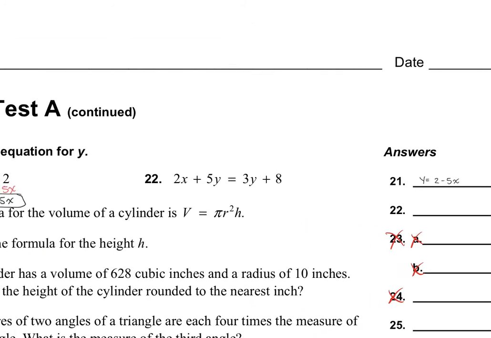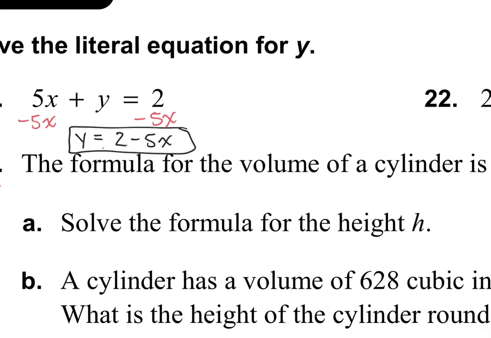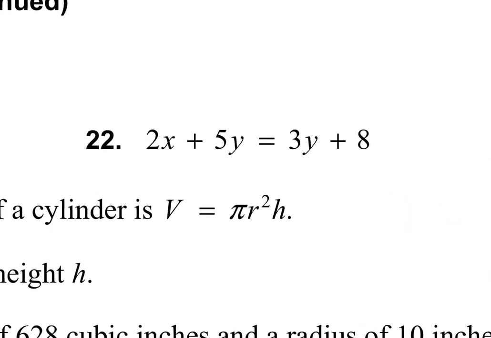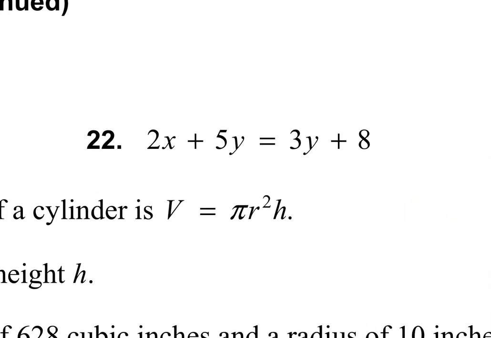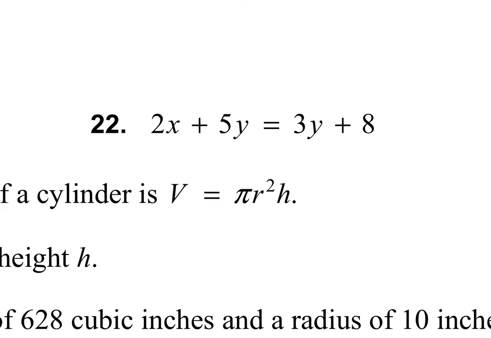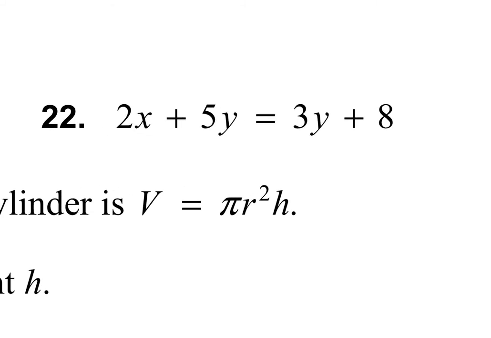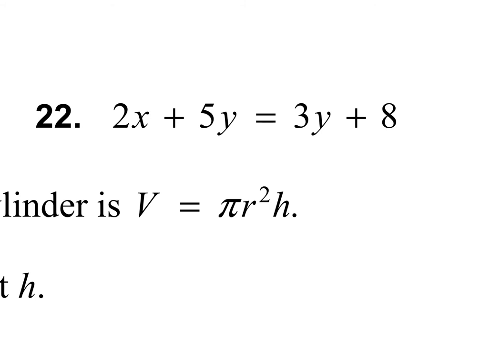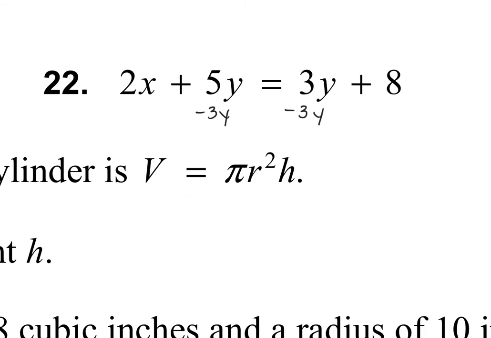Remember, for literal equations, you're not going to get a value. You're just going to solve it in terms of the other variable, okay? Number 22, we've got 2x plus 5y equals 3y plus 8, okay? Now, this one's different because we see y over here and y over here, okay? So what we have to do is move them to one side and get everything else on the other side, okay? What I'm going to do is I'm going to go ahead and subtract 3y from both sides. We get 2x plus 2y equals 8 because these go away.